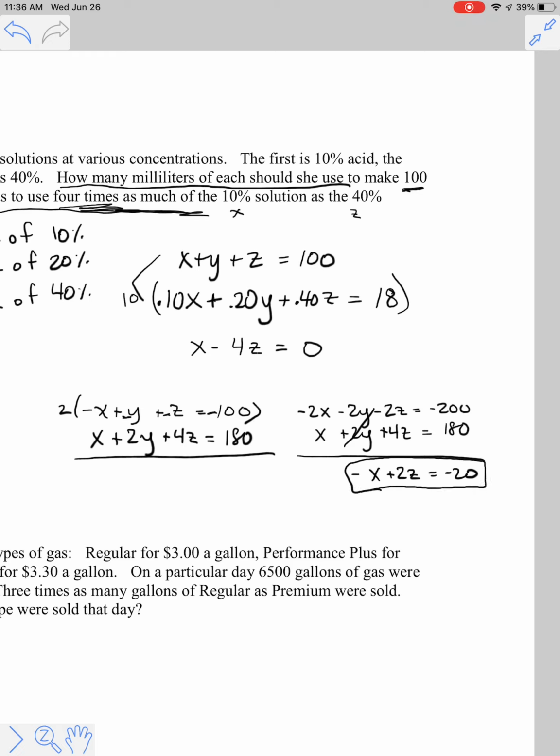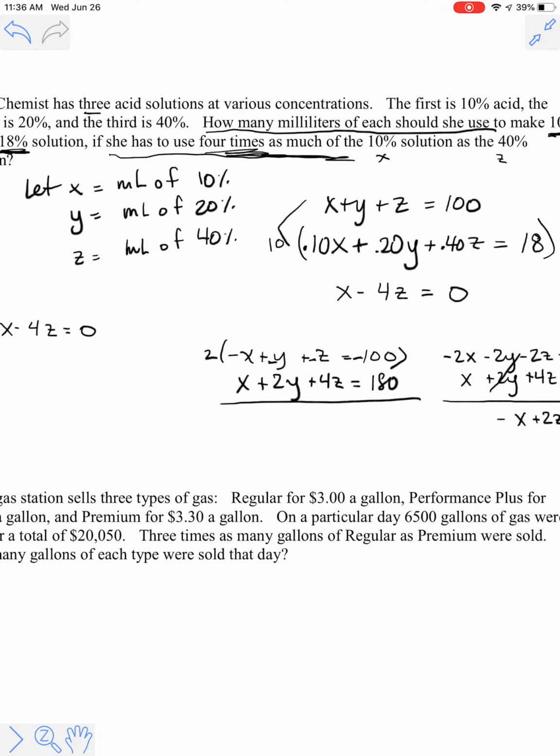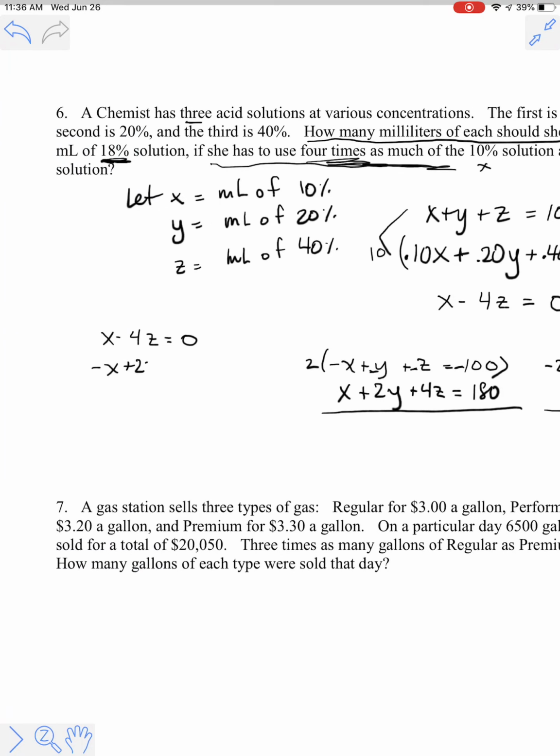So now I can take this equation and combine it with that equation to make a smaller system of equations with just x and z. So x minus 4z equals 0, and -x plus 2z equals -20. If I combine these, x eliminates, I get -2z equals -20, so z is equal to 10. Now that's 10 milliliters of the 40% solution.